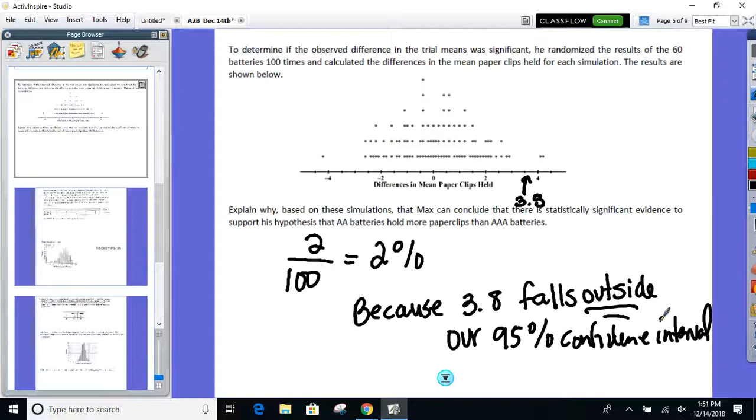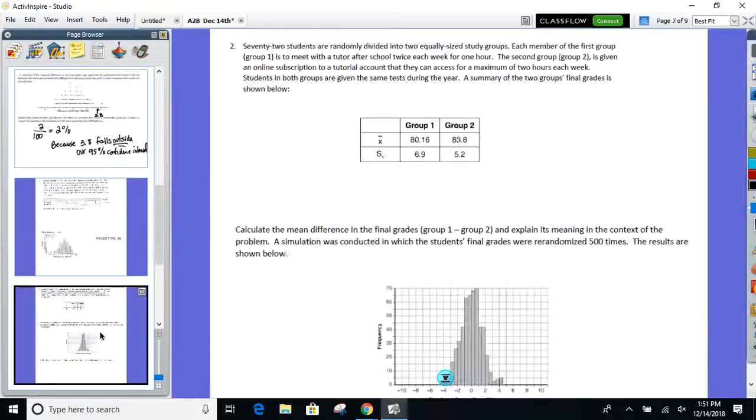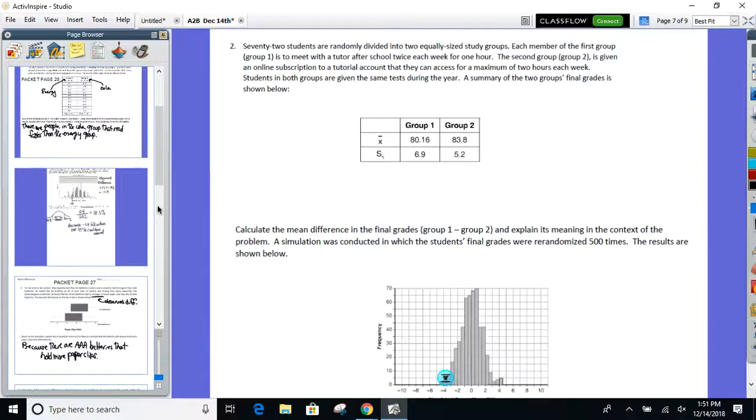Questions from you guys? Okay. I want to show you why this is so important. Go to your Regents exam. They ask one of these questions every year. And then I'm going to have you do one on your own.